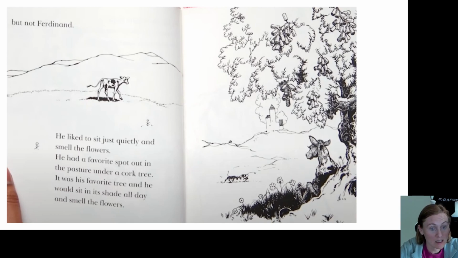So look at the setting on this page. Where is Ferdinand sitting next to? Where is he? Is he in a city? Is he in the country? Right, we can see he's sitting at the base of a tree in the country, right? Because we can see all this open space far from the city, far from the castle.